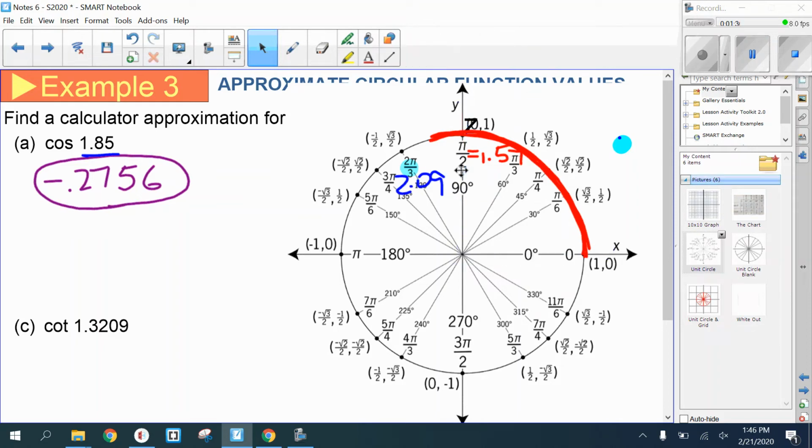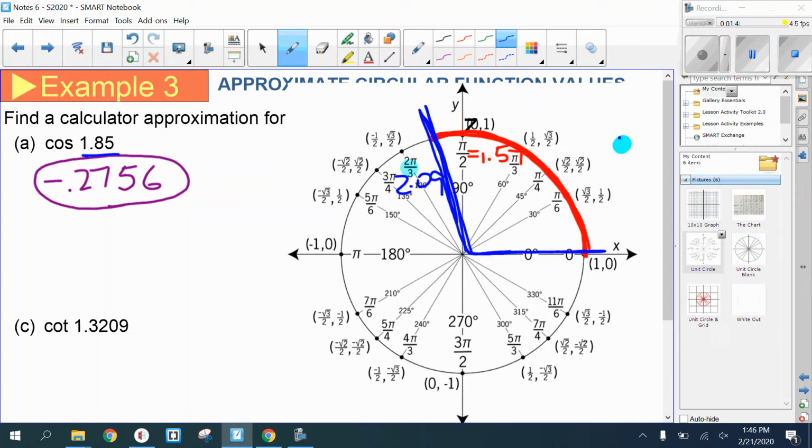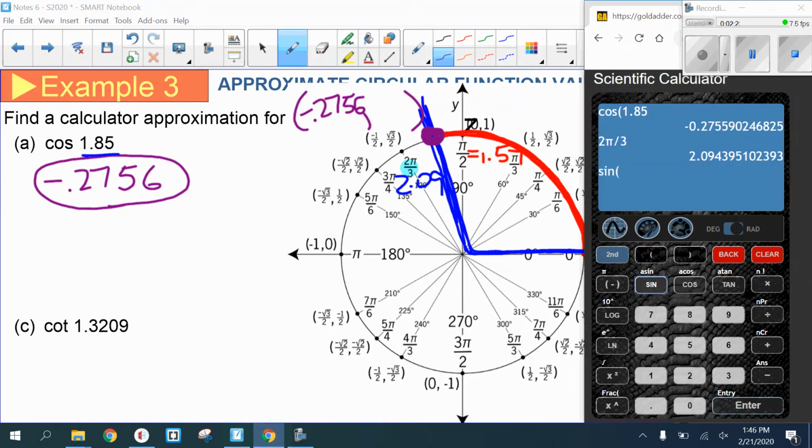So let's knock out this angle. We've got some kind of angle right here. That is an angle of 1.85. Now, that blue angle intersects the red arc at this point right here. And you should be able to tell me the coordinates of that point. Well, maybe not both of them, but you should be able to tell me the x coordinate. The x coordinate of that point is negative 0.2756. How would I find the y coordinate? Shouldn't we just be able to do sine of 1.85? That number right there would indicate the y coordinate of that point. So that number that I just found, negative 0.2756, is the x coordinate of a point on the unit circle. That's what we're looking at.